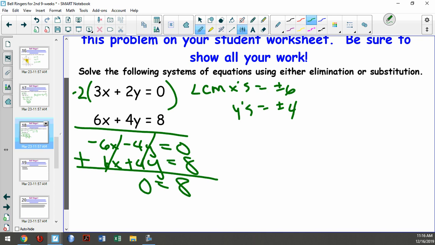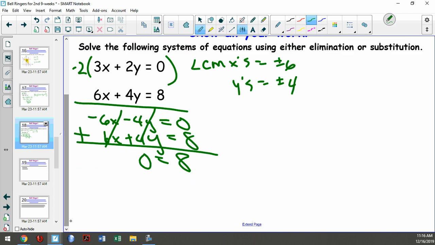Sorry? Why is that no solution? 0 never equals 8. It's no solution because that's a false statement. Do we all understand that? We good?